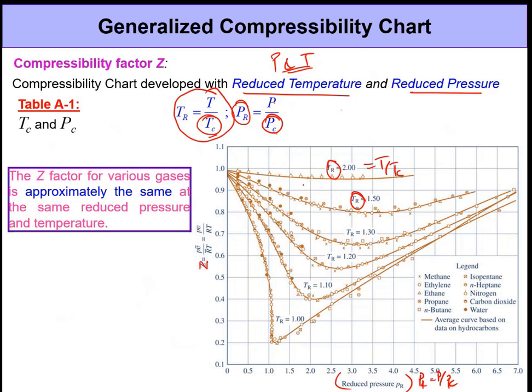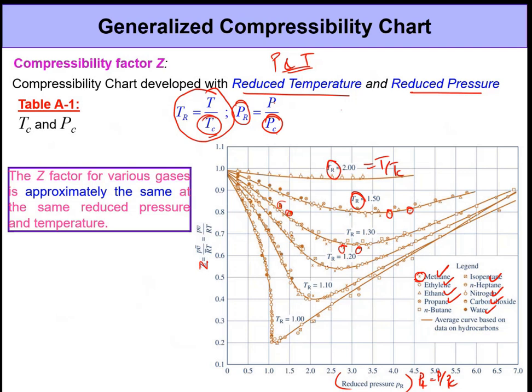So this one chart represents methane, ethylene, ethane, propane, isopentane, nitrogen, CO2, water, and everything, right? And you can see all of these were measured at different conditions. The experimental data is shown here. This is for methane, and you have ethylene here and nitrogen somewhere here. And the water is here in these solid circles.